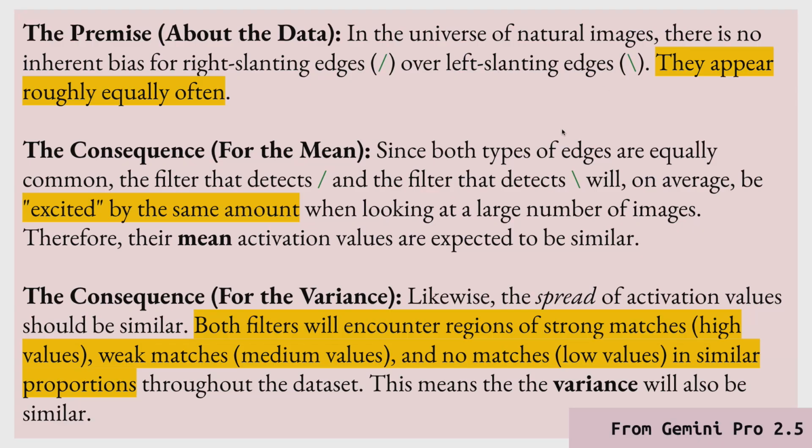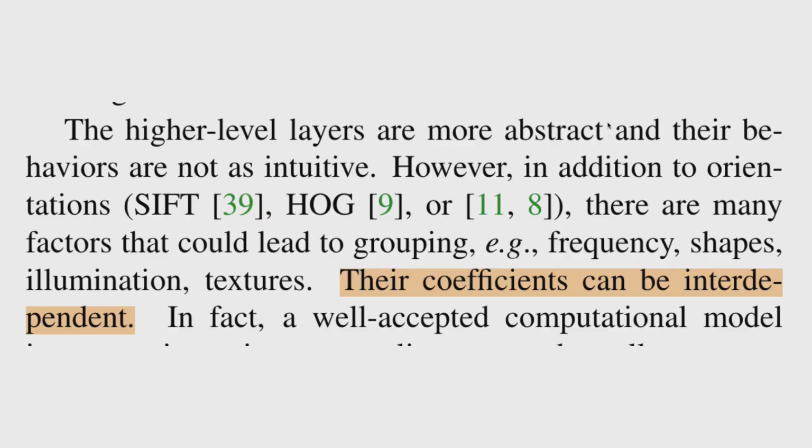Okay, so basically this idea is that there's no kind of hierarchy, or bias, when it comes to some of these features. And so we can start to think that these features are kind of equally important when it comes to being activated on the image. They also go on to say that higher level layers are more abstract and their behaviors are not as intuitive. However, in addition to orientations, such as horizontal, vertical, left slant, right slant, there are many factors that could lead to grouping. For example, frequency, shapes, illumination, textures. Their coefficients can be interdependent.